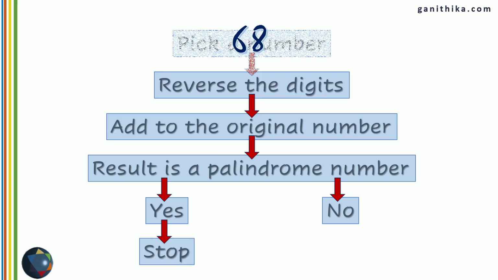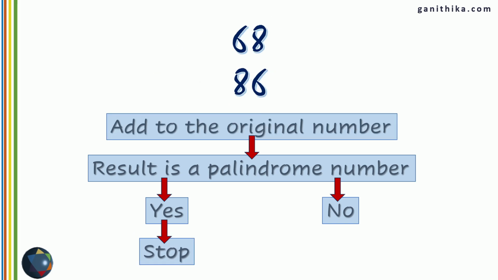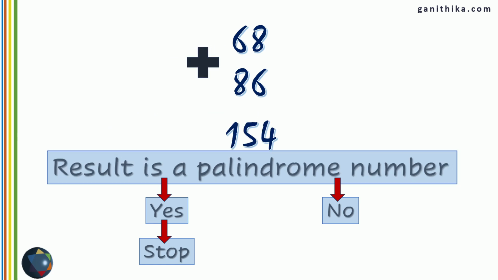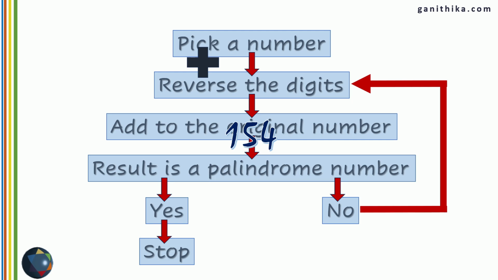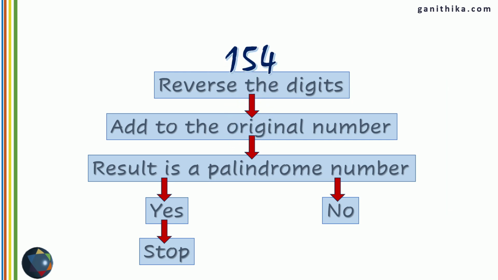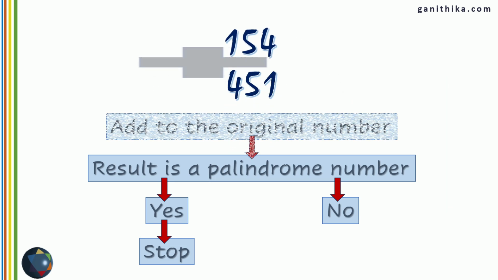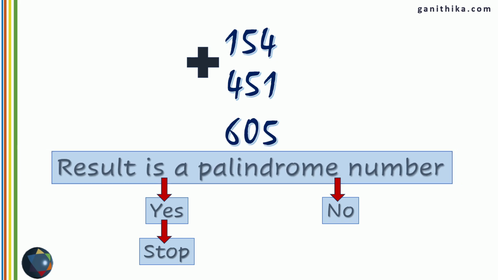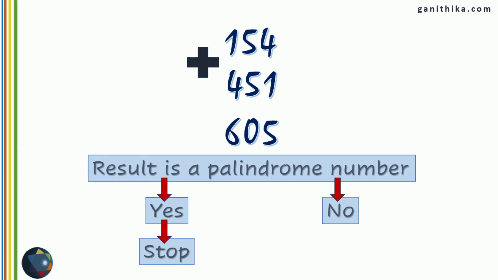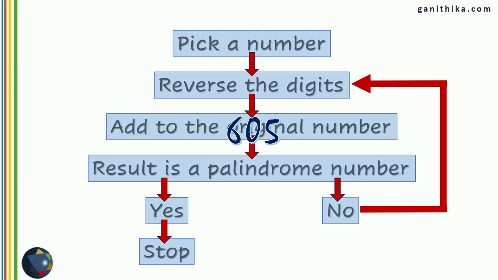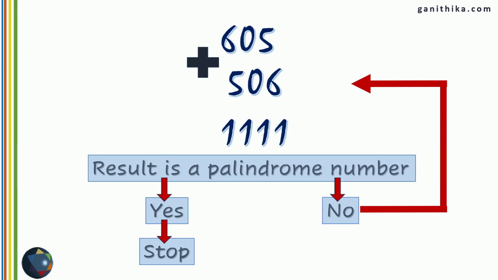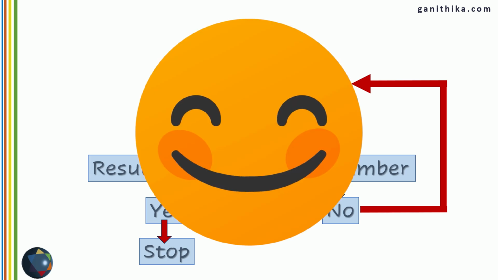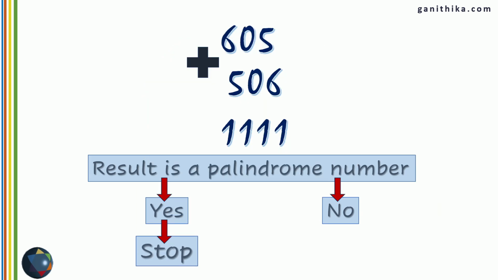Let's choose another number, 68, a 2-digit number. Reverse the digits, 86. Add them together, 154. Is this a palindrome number? No. Let's go back, reverse the resulting digits, 154. Reversing this becomes 451. Add them together. The final answer is not a palindrome number. So go back again, use the number 605 now. Reverse the digits, 506. Add them together. The result is 1111. Is this a palindrome number? Yes. You stop here. So you finally got a palindrome number after several steps, right?